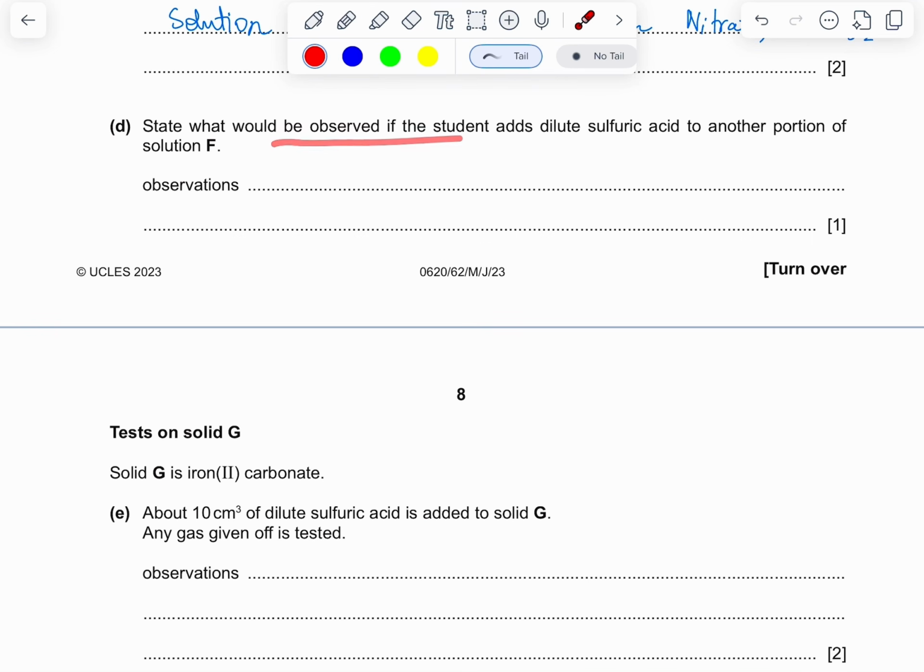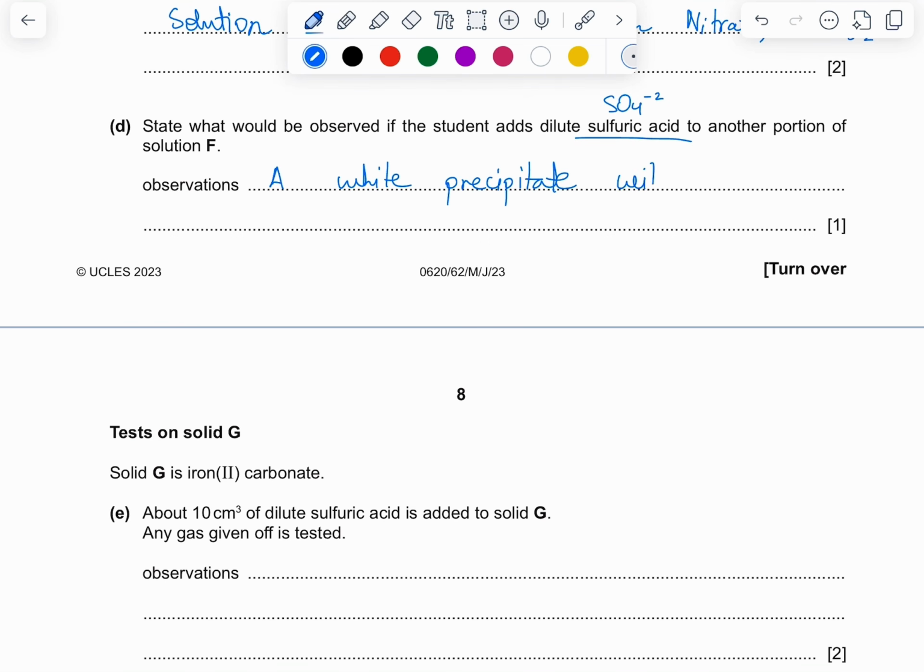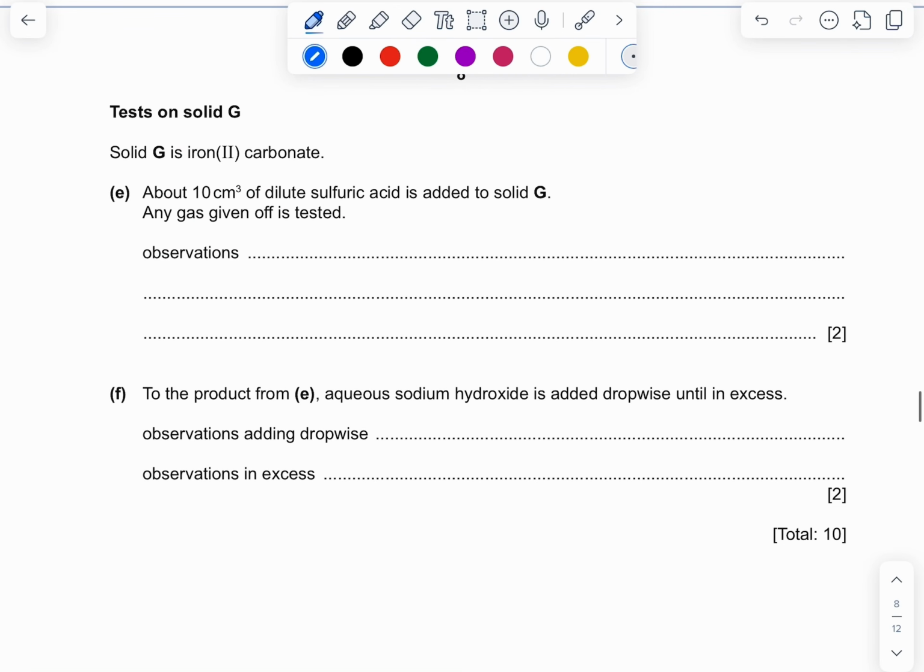State what would be observed if a student adds dilute sulfuric acid to another portion of solution F. Because sulfuric acid contains sulfate ions. We know what happens when barium and sulfate meet. A white precipitate is produced, right? A white precipitate will be produced. Why would a white precipitate be produced, beta? Because barium sulfate is an insoluble salt.